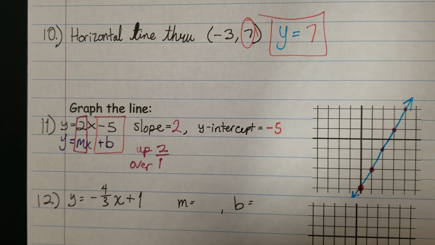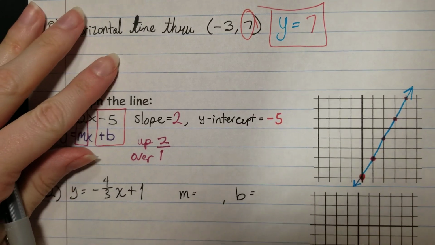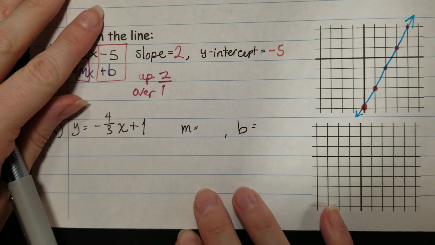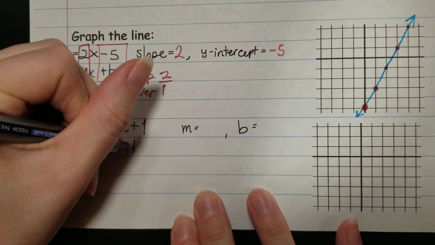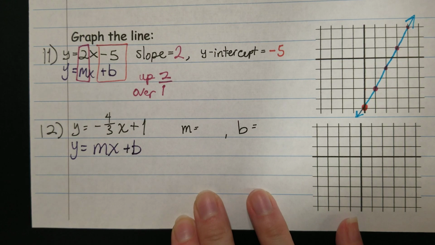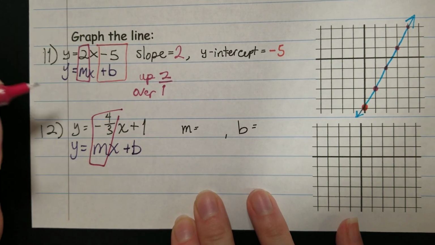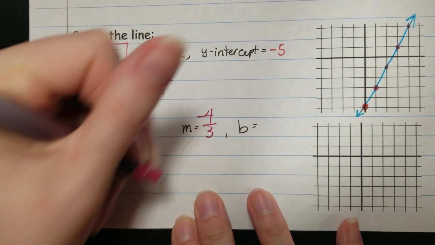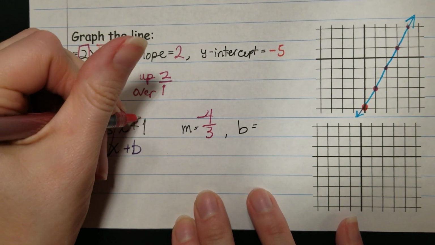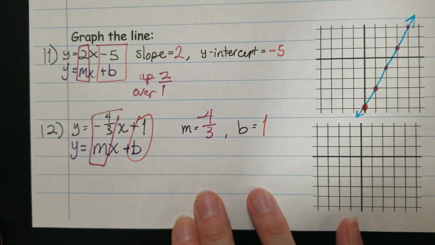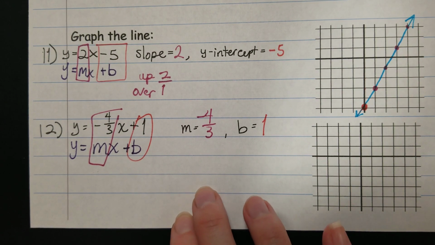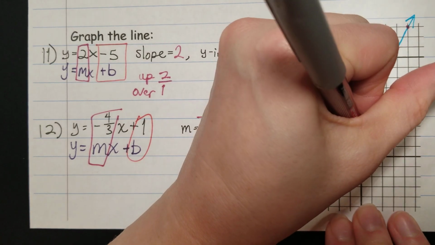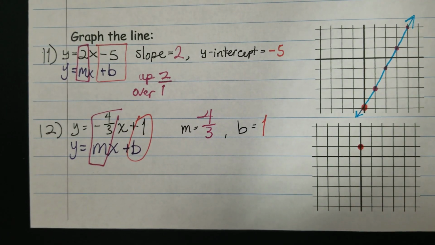Okay, number 12. So if we match this up with y equals mx plus b, we can see that the slope m is -4/3 and the y-intercept, which is b, is 1. So the first point I'm going to put on the graph is my y-intercept at 1. So that's a point on the y-axis at 1.